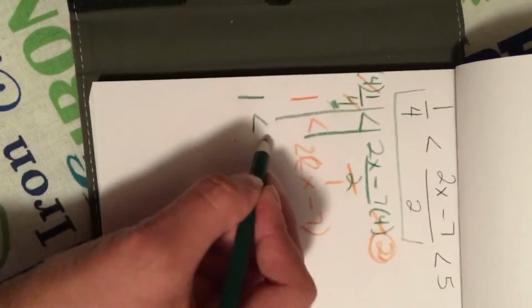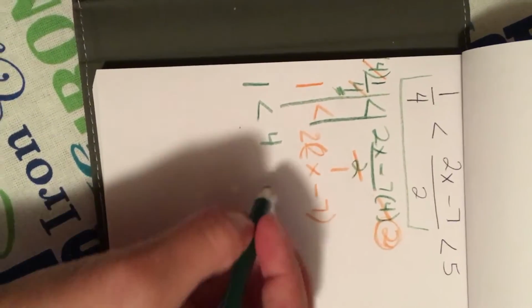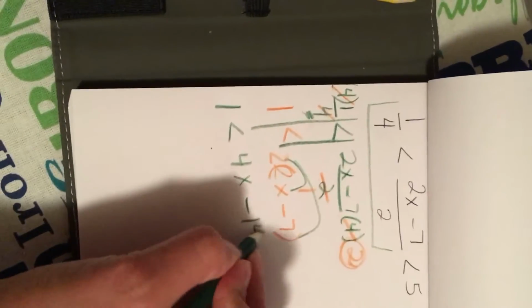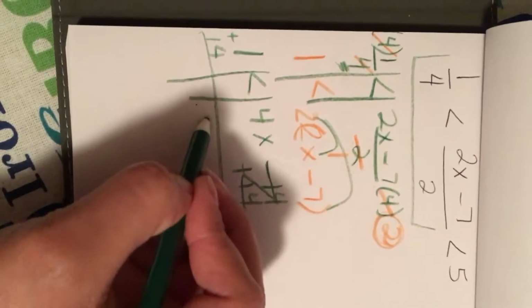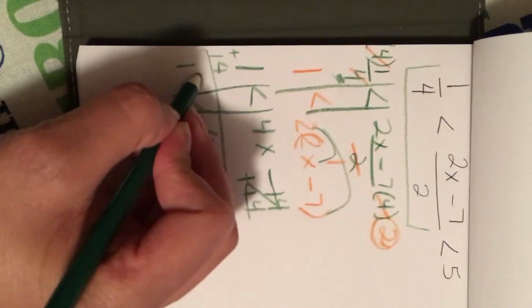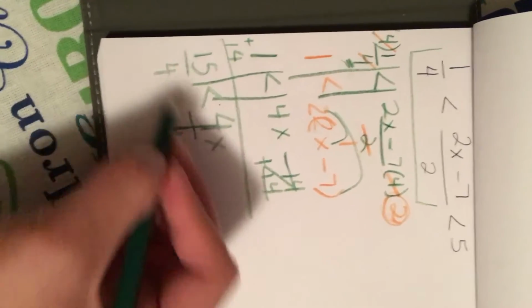Okay, so my next step would be 1 is less than 4x, distributing, minus 14. Okay, and then plus 14 to both sides. The zeros out. 4x, and here I have 15, divided by 4, divided by 4.